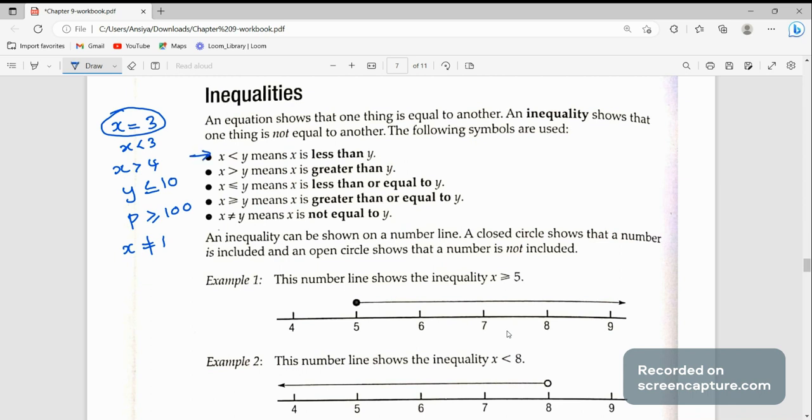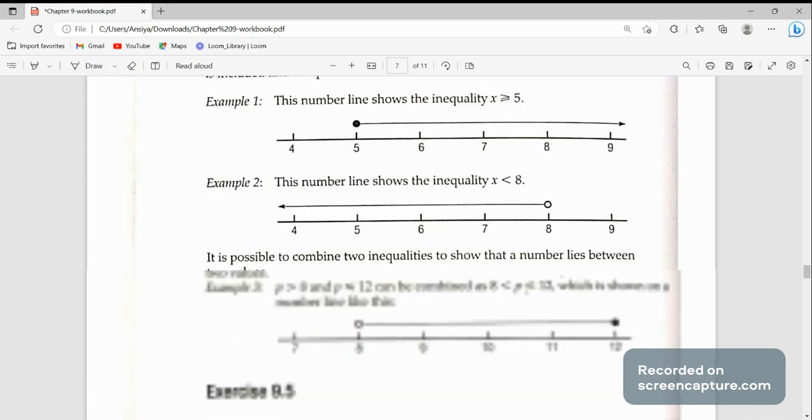Now how to read that? Look at this, how we will read x is less than y. How to read this? x greater than y. And this one, x is less than or equal to y. And this one, x greater than or equal to y. And this one, x not equal to y. You should know how to read them.